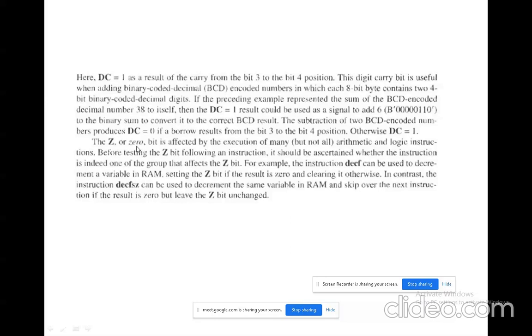And then one more bit is the 0 bit. Okay, the 0 bit in the status register will be set when the result of any arithmetic or logical operation is 0. Okay, when the result is 0, your 0 bit in the status register will be set as 1, otherwise it will be maintained as 0.